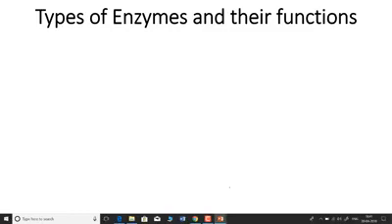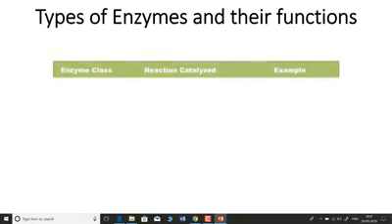Okay, so let's talk about types of enzymes and their functions. We are Somus Biology. We are talking about the mnemonic video to help you remember all the concepts pretty easily. This is a trick that will help you find out the different classes of enzymes with their functions and one or two examples of such kinds of enzymes. So simple things first. I'll tell you the enzyme class, the reaction catalyzed by that enzyme, and the example.